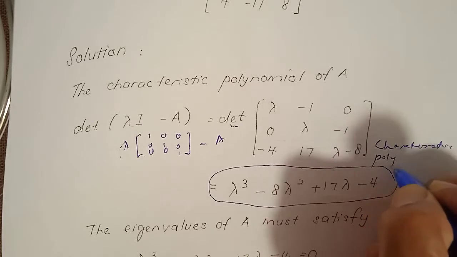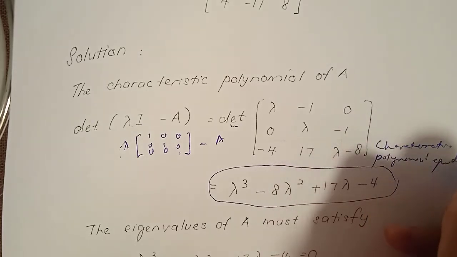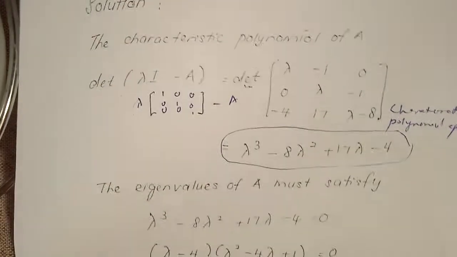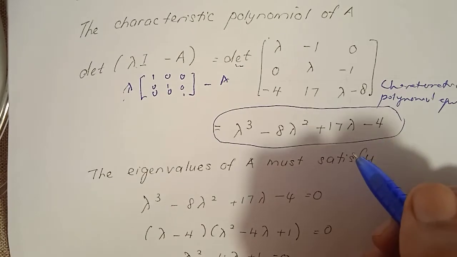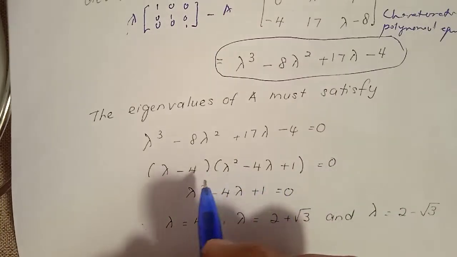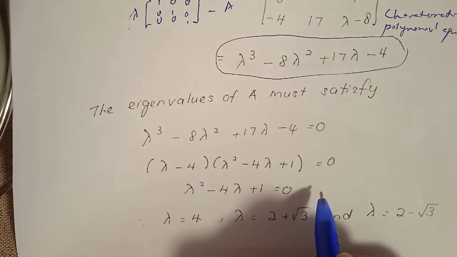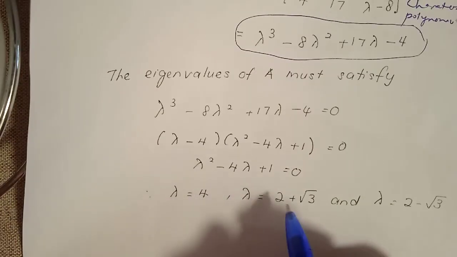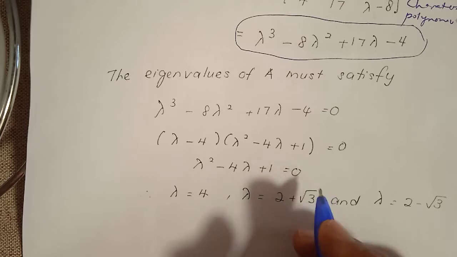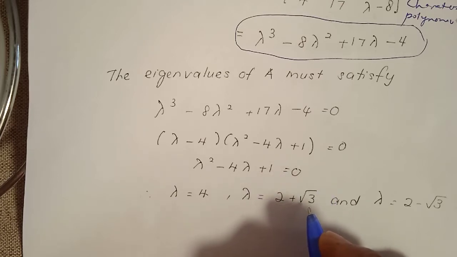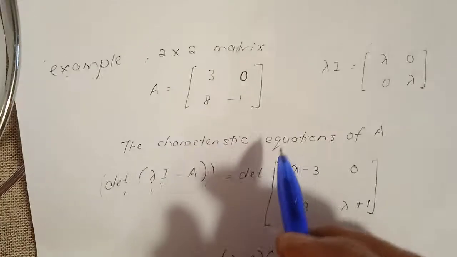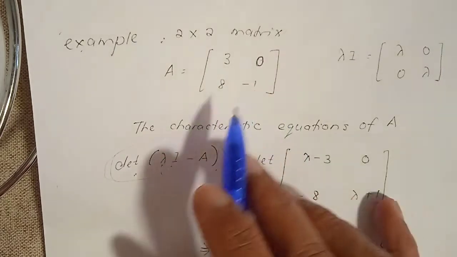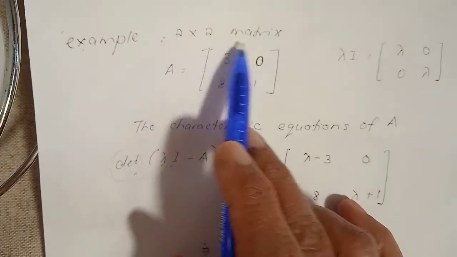Okay, once we have this, we set this characteristic polynomial to 0, and then solve the equation to find the value of lambda. From here, you can use your calculator. We obtain the first value of lambda as 4. The second solution for lambda is 2 plus root 3, and the third solution for lambda is 2 minus root 3.